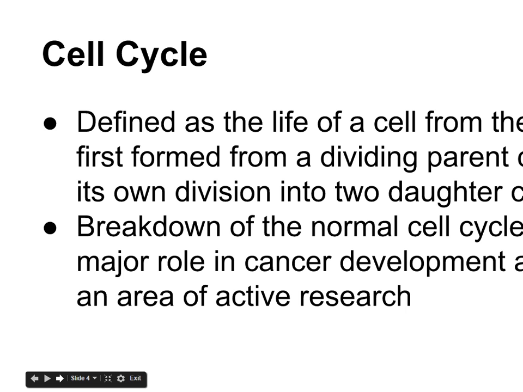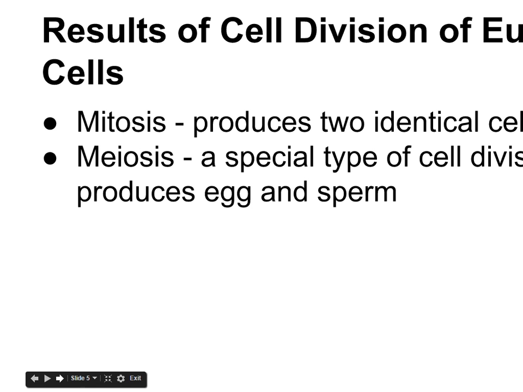Cell cycle is defined as the life of a cell from the time it is first formed from a dividing parent cell until its own division into two daughter cells. So think of it like parent and then the offspring of that. So this is not organism reproduction. We're talking about the reproduction of individual cells. The breakdown of the normal cell cycle plays a major role in cancer development and thus is an area of active research. And we're going to talk more about cancer here in a little bit.